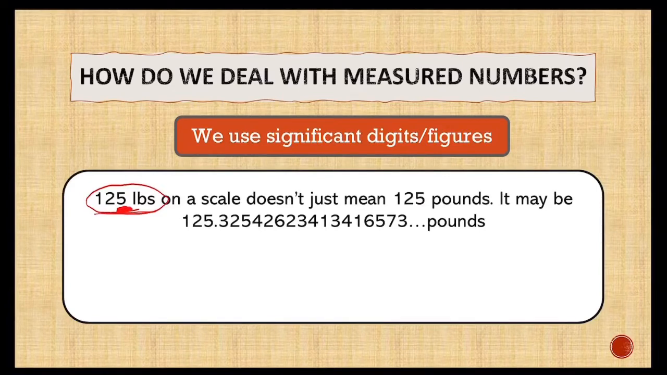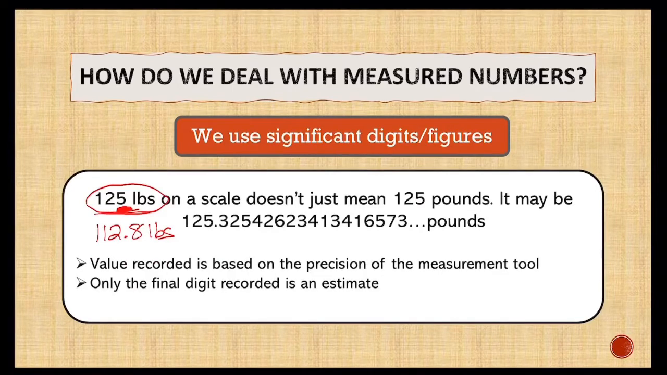My scale at home happens to go to the tenths place. So if I step on my scale at home, it might say 112.8 pounds. That doesn't mean I'm exactly 112.8 pounds. I could be 112.8532746, whatever pounds. The measurement that is recorded depends on how precise my measuring tool is, my measuring tool being my balance in this case. So the value that is recorded is based on the precision of the measurement tool. Only the final digit recorded is an estimate.